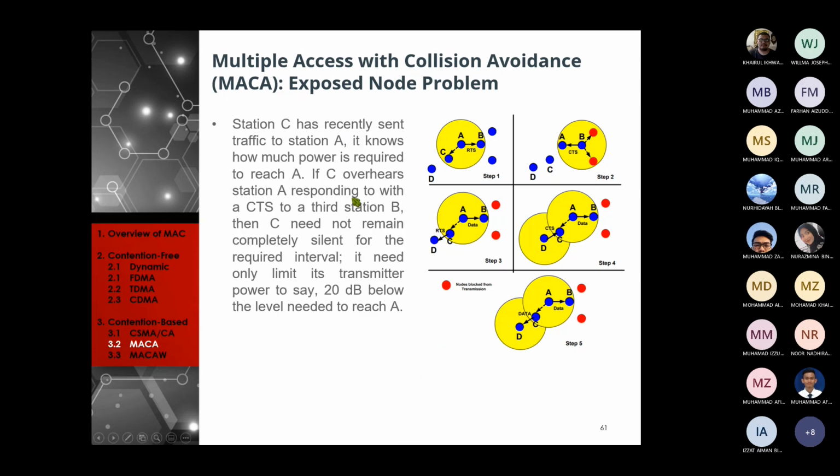Station C has recently sent traffic to station A. It knows how much power is required to reach A. If C overhears station A responding with a CTS to a third station B, then C needs to remain completely silent for the required interval. It need only limit its transmitter power to say 20 decibels below the level needed to reach A.